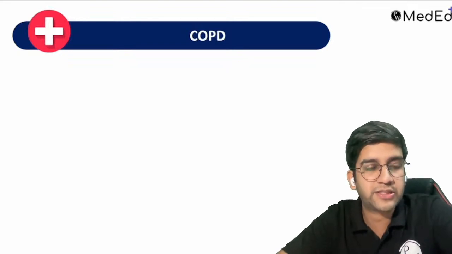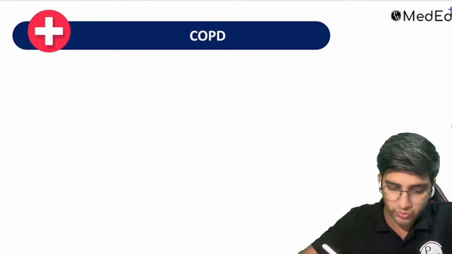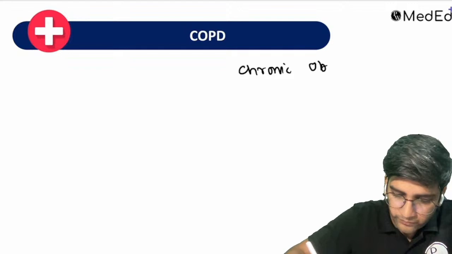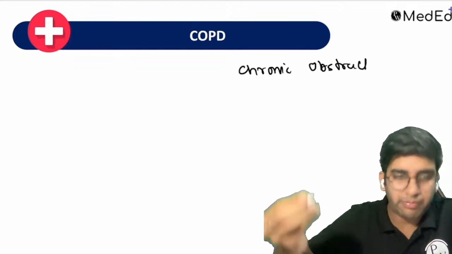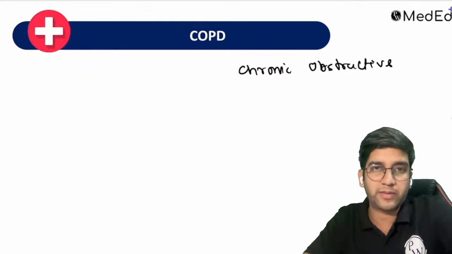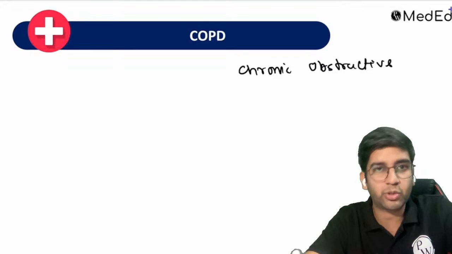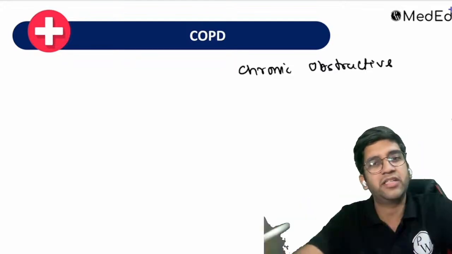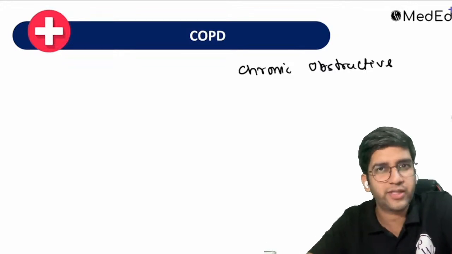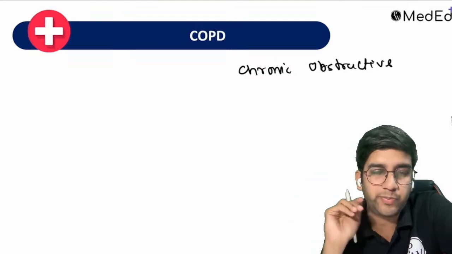COPD is chronic obstructive lung disease, right? That's what COPD means. The chronic obstructive pulmonary disorder, or lung disorder. P stands for pulmonary, right? It's chronic obstructive pulmonary disorder. Obstruction can happen in any place. It can happen in the bronchus, in the bronchioles, in the acini, that's my alveoli. Anywhere the airflow is being obstructed, I call it COPD.